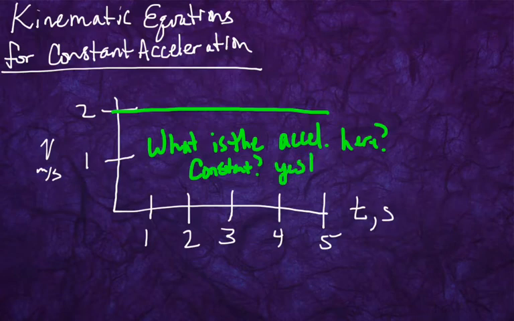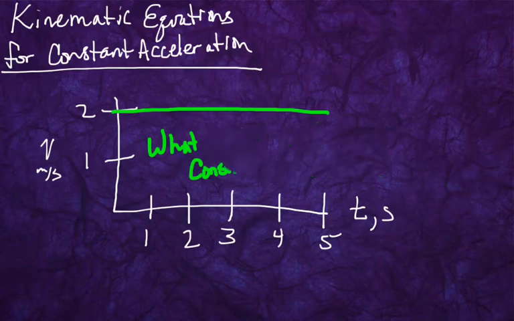Yes, it is constant. However, what is its value? The value of the acceleration is not only constant, it is constantly what? It is 0, and we can tell that because the slope of the line is 0. The slope for a line is 0, therefore acceleration is going to be 0. We're going to erase all that.